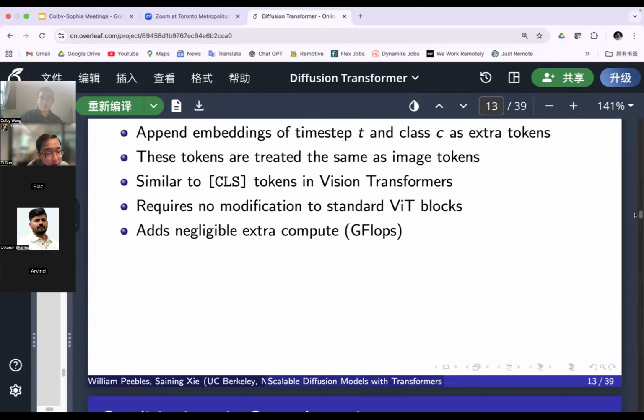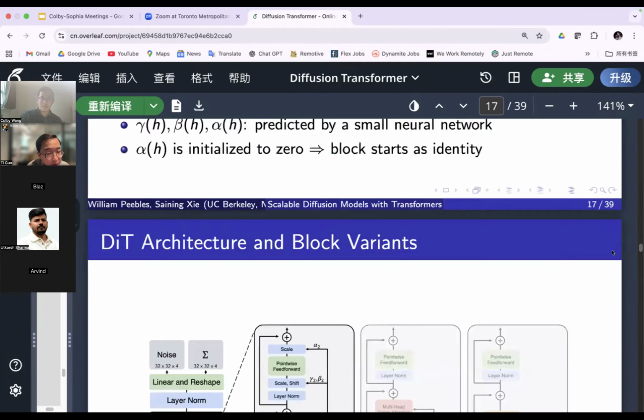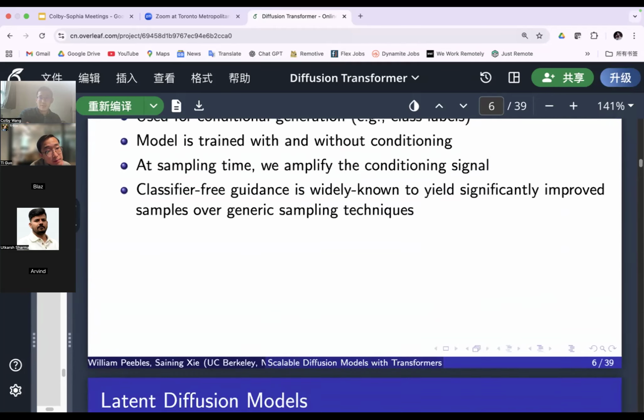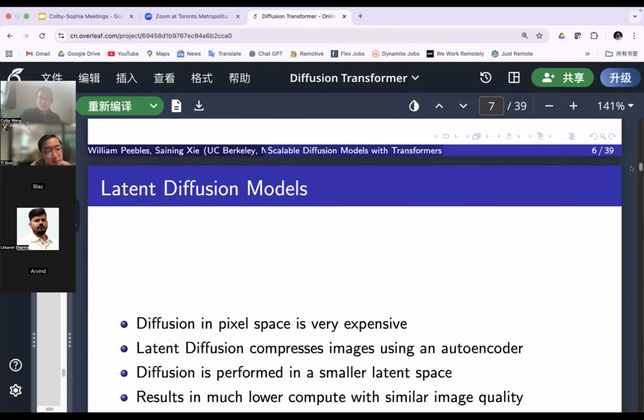Typically, a ViT simply means that we only have the images. ViT is not for diffusion, if you remember. Typically, what ViT does is you can use that for classification.